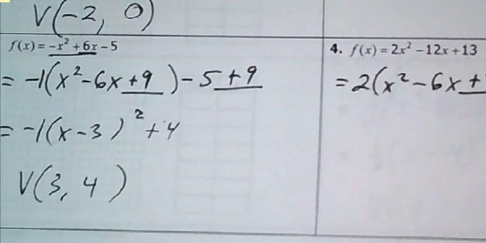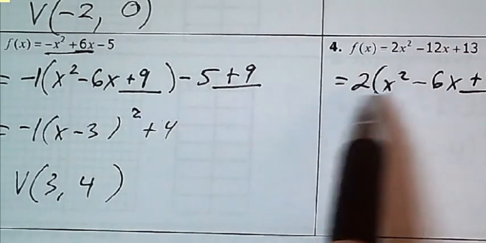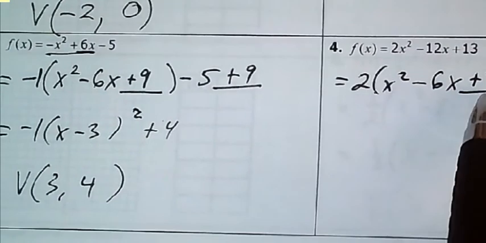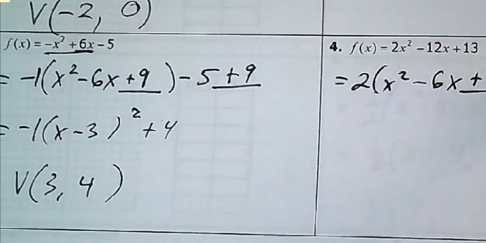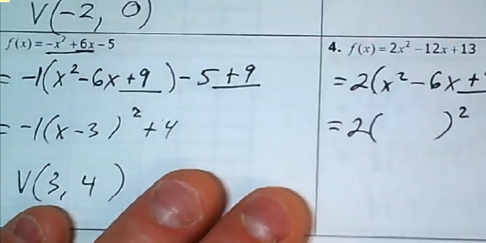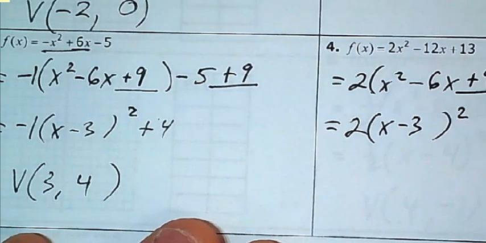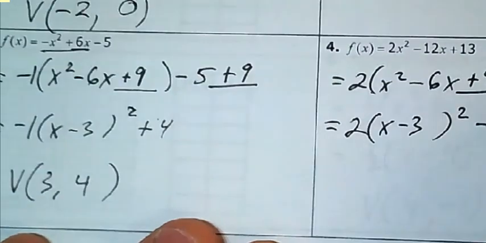On the quiz today, a lot of students made the mistake of not remembering this; they just went on what was on the inside instead of what was on the outside with the inside. Alright, so now, bring down your 2, parentheses squared, x minus 3 squared, and then minus 5. 13 minus 18 is negative 5.